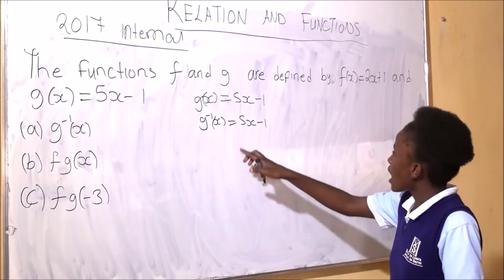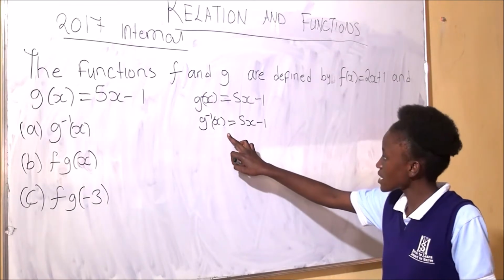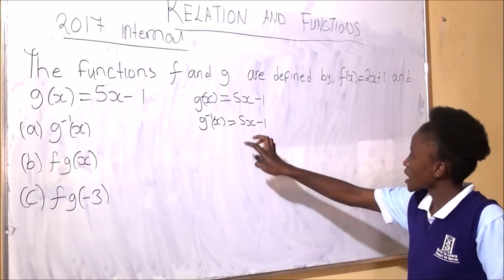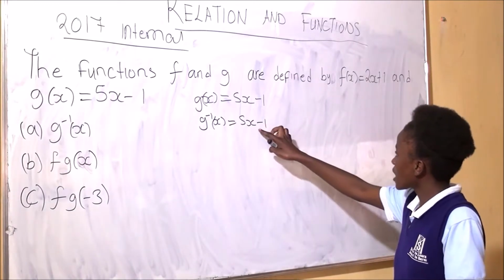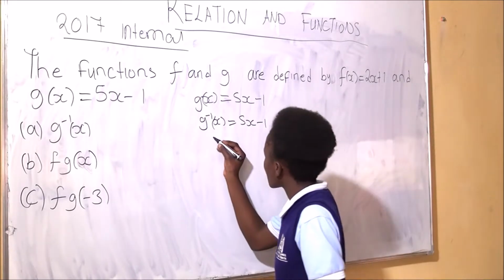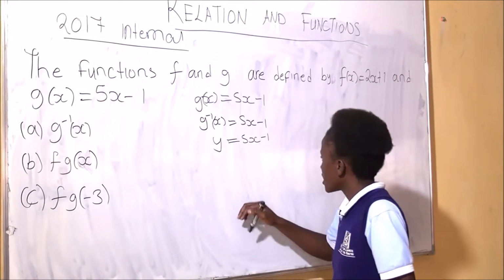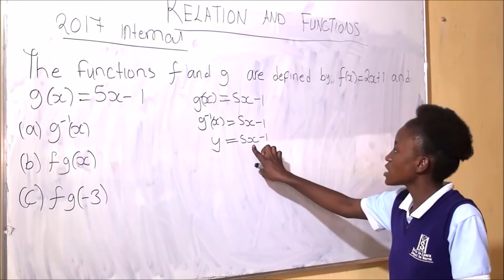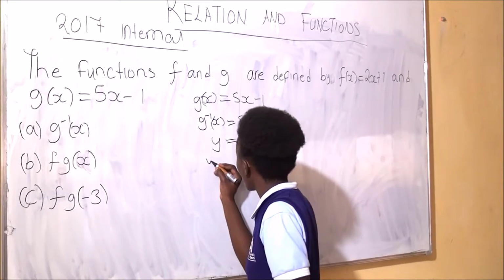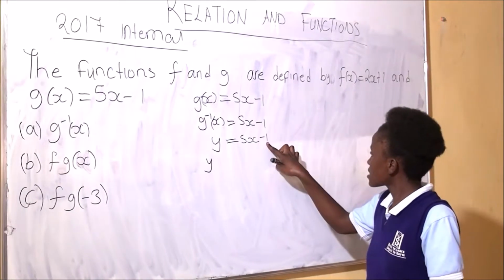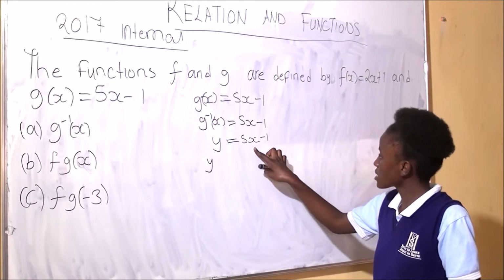Now, g inverse of x is found by substituting this g inverse of x by y and making x the subject of the formula. It will be y is equal to 5x minus 1. Then we are going to make x the subject of the formula. The negative 1 has to cross the equal sign to remain with 5x this side, so that we can make x the subject of the formula.